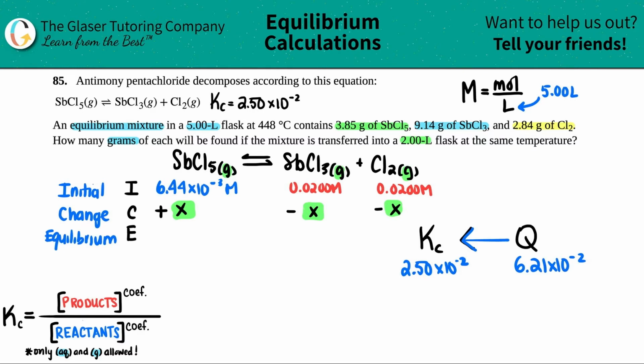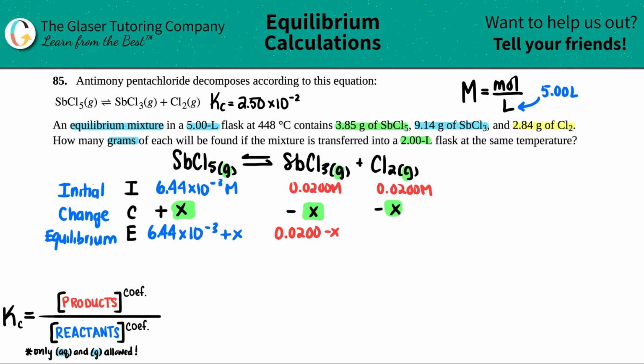So it would be 6.44 times 10 to the negative 3 plus x. I'm not going to state the unit because it gets a little hairy here. And then this would be 0.0200 minus x. You just sum that up. And then I'm going to get rid of this because we don't need this anymore because we know the general direction. And then this would be 0.0200 minus x.